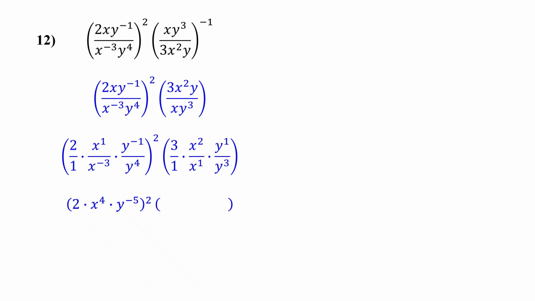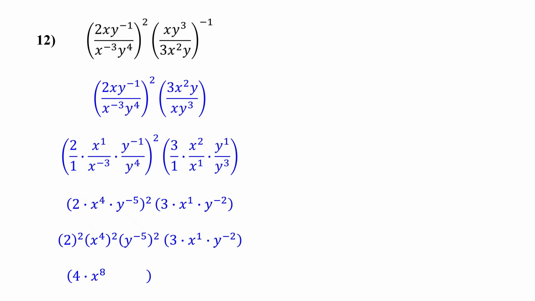Now for the second expression. The coefficient is 3. For x, 2 minus 1 equals 1, giving us x to the first. For y, 1 minus 3 equals -2, so we get y to the -2. Now for the first expression, distribute the exponent 2 to each factor. 2 squared equals 4. For the variables, keep the base and multiply the exponents. So for x, 4 times 2 equals 8, giving us x to the 8th. For y, -5 times 2 equals -10, so we get y to the -10th.